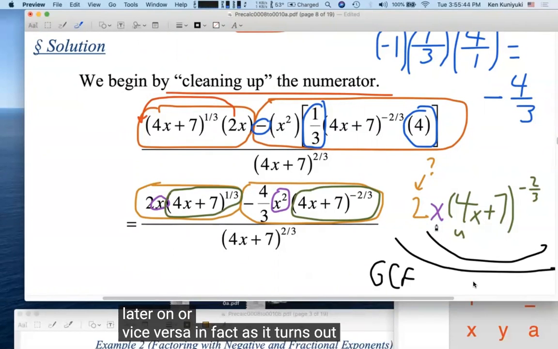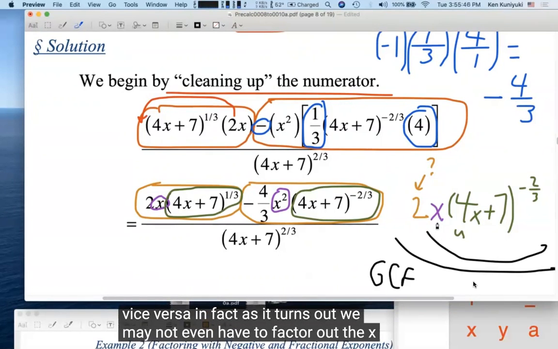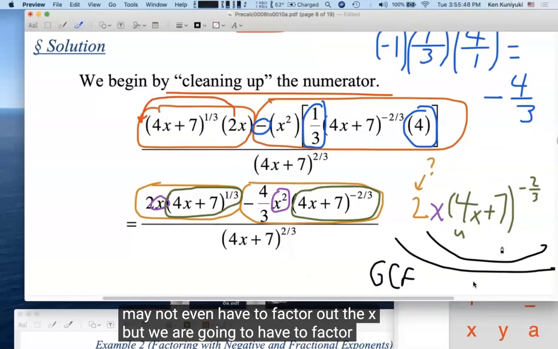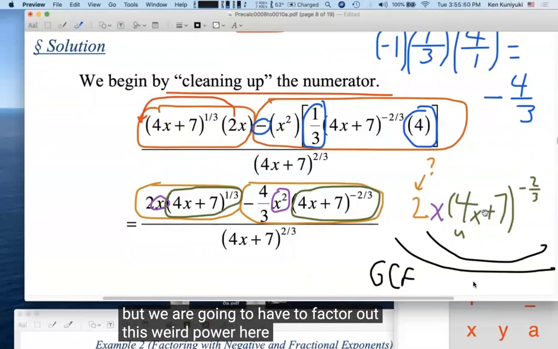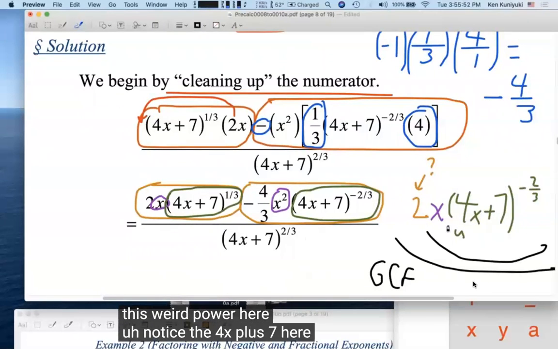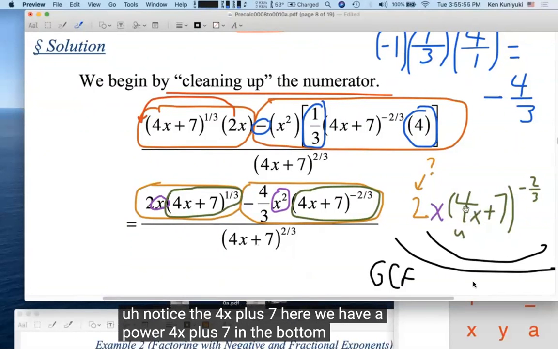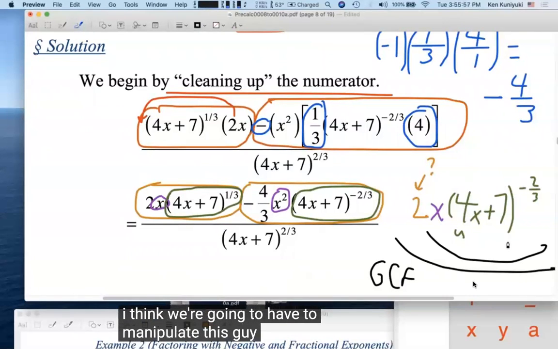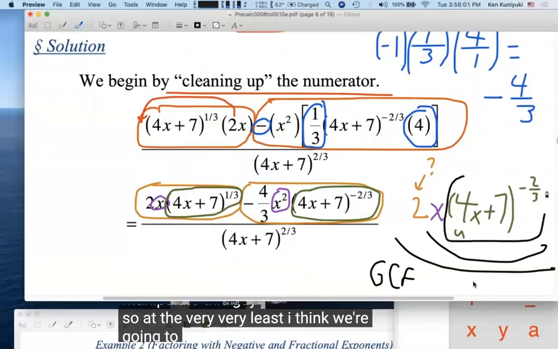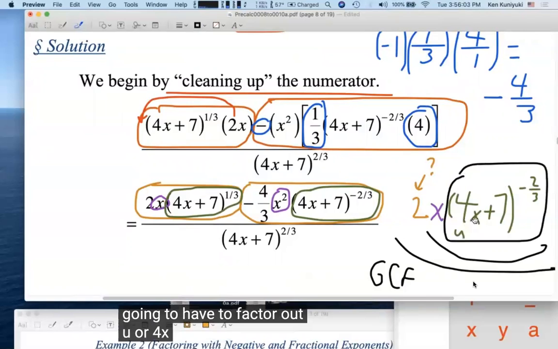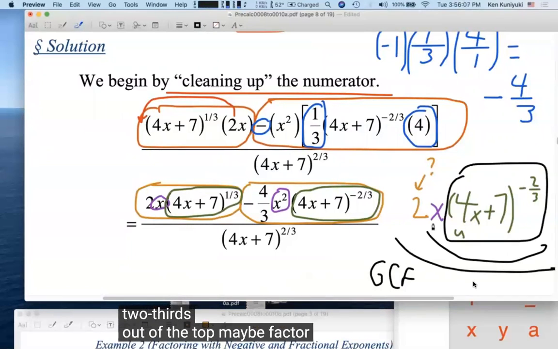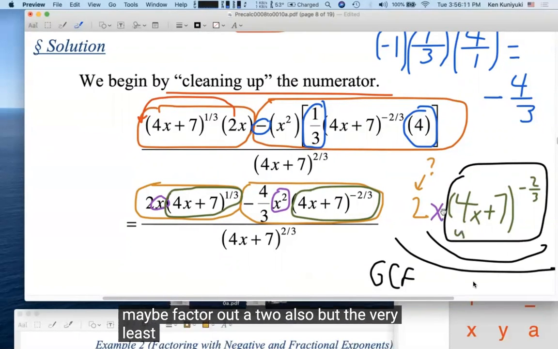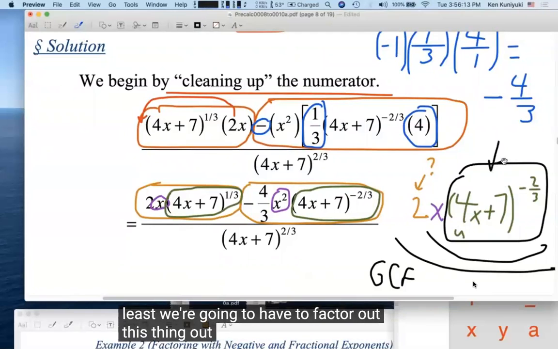In fact, as it turns out, we may not even have to factor out the x. But we are going to have to factor out this weird power here. Notice the 4x plus 7 here. We have a power of 4x plus 7 in the bottom. I think we're going to have to manipulate this guy. So at the very least, I think we're going to have to factor out u, or 4x plus 7, to the negative 2/3 out of the top. Maybe factor out an x also. Maybe factor out a 2 also. But at the very least, we're going to have to factor out this thing.